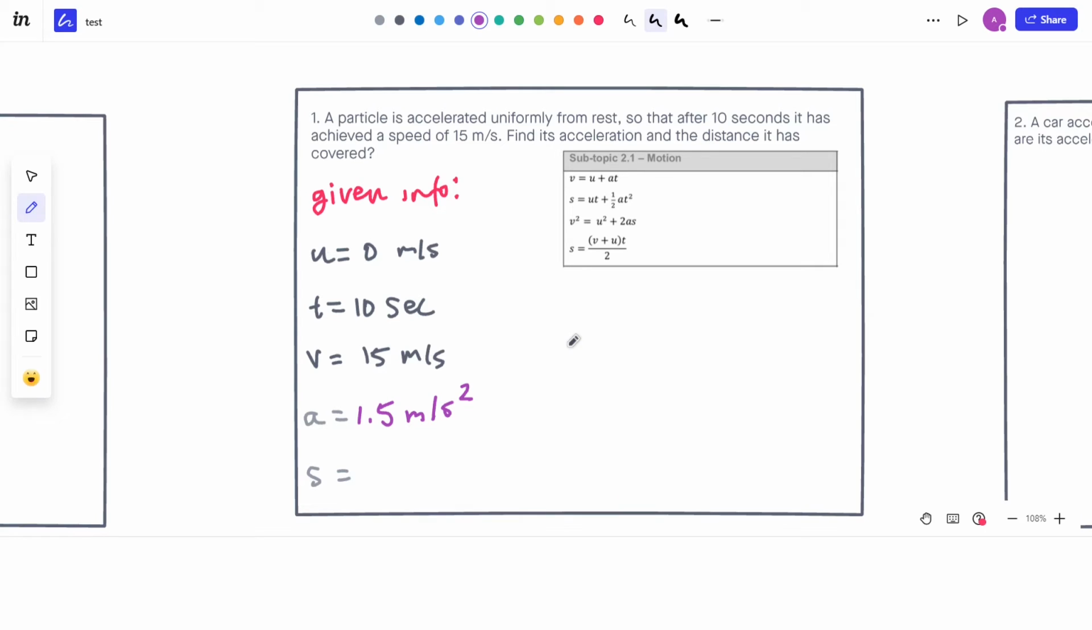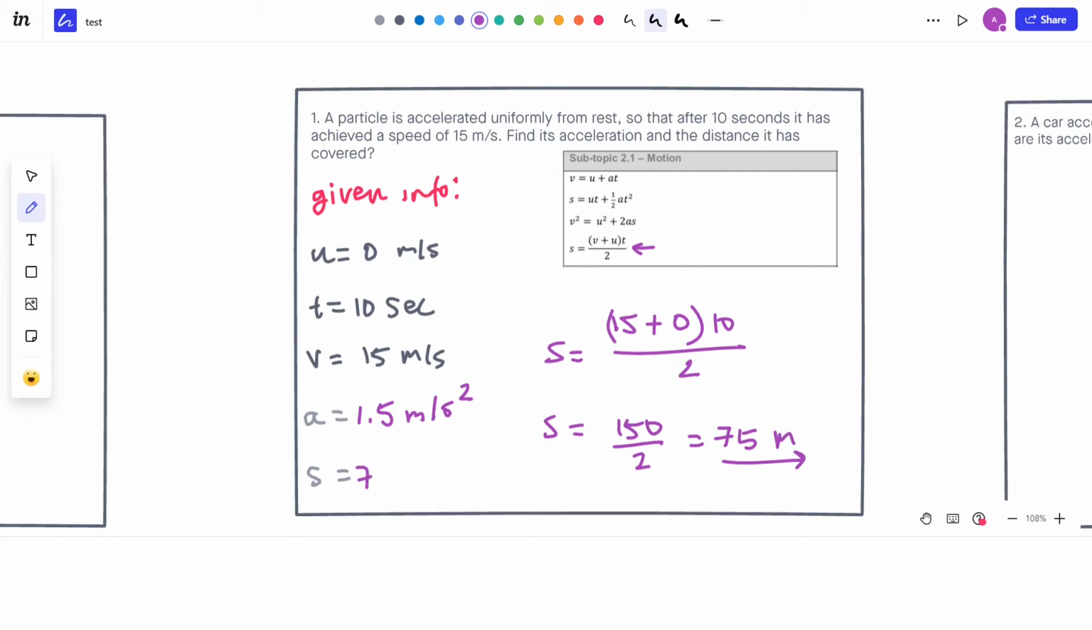So now let's try to find displacement, or distance traveled. So if we look at the last formula, S equals (V plus U) times T over 2, we can go ahead and use this equation. So we can do S equals V, which is 15, plus U, which is 0, multiplied by time, which is 10, over 2. So we get S actually is equal to 15 times 10, which is 150, divided by 2, which then we get as 75 meters. And so the distance traveled is 75 meters.